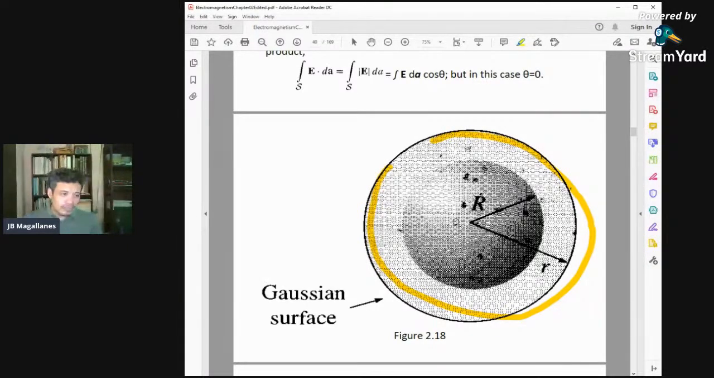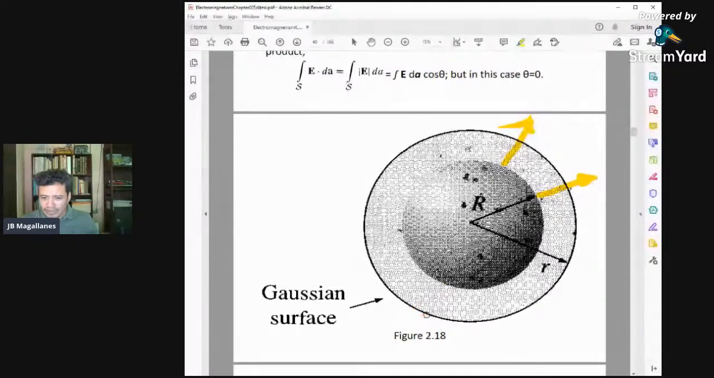We exploit the symmetry of this charge distribution. So this sphere inside will exert a field in this direction. In this direction, it will exert a field here. In this direction, it will exert a field there. In this direction, it will also exert a field there. So in here, it's like a field like that.